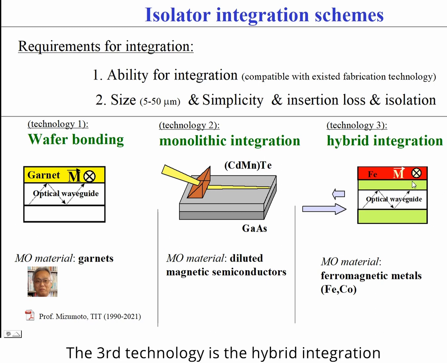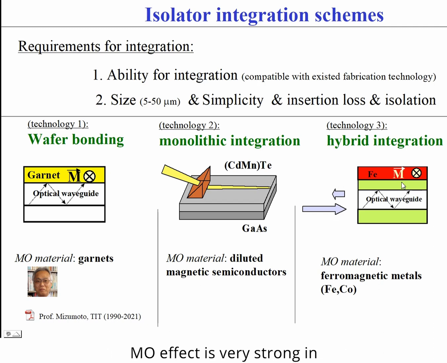The third technology is hybrid integration, when a ferromagnetic metal is deposited on top of an already fabricated photonic circuit. The MO effect is very strong in ferromagnetic metal, and it is relatively easy to deposit an amorphous or polycrystalline metal on top of a photonic circuit. Plasmonic isolators also belong to this technology. Today I will talk about monolithic integration.